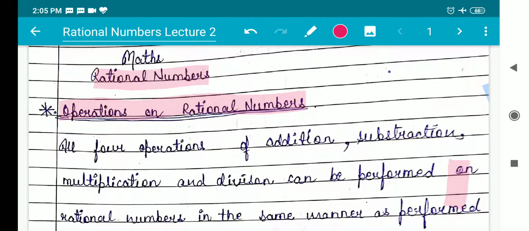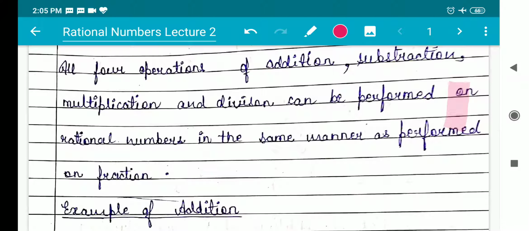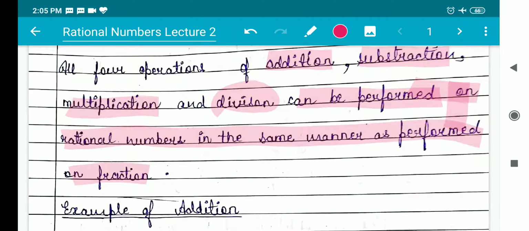There are four operations on rational numbers, that is addition, subtraction, multiplication and division, and they can be performed on rational numbers in the same manner as we perform them on fractions.